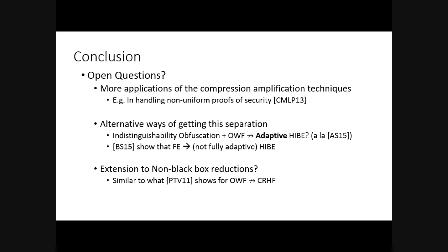And finally, we want to see if there are any extensions to non-black box reductions, similar to what Pass et al. did for proving that one-way permutations do not give us collision-resistant hash functions in a black box way.